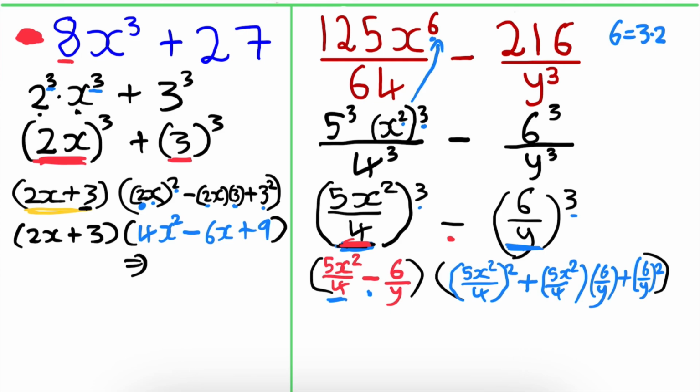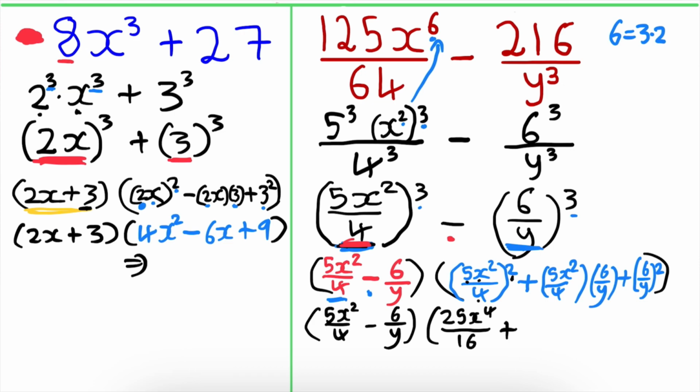Then I'm going to go down. The last answer will just have, so let's write it clearly: it's going to be 5x squared over 4 minus 6 over y, close, open. Then I'm going to have 5 squared, which is 25, x squared all squared, which gives x to the exponent 4, all over 4 squared, which gives 16. Then I have a plus.